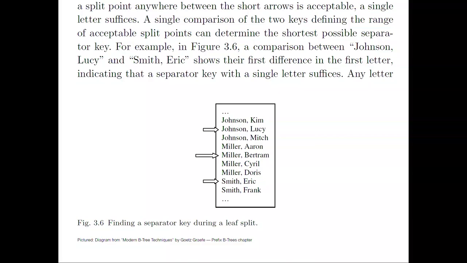However, based on heuristics, we could say that this range here is an acceptable range, a split interval where we're reasonably happy with the balanced free space, and we're therefore willing to choose amongst these split points to make suffix truncation as effective as possible. So if we choose, say, between Miller, Doris, and Smith, Eric, then we only have to put S as our new separator. And likewise, we could do the same here. It's only a small difference in this instance anyway, so it's well worth it. The details are based on heuristics. You get the basic idea here, though.